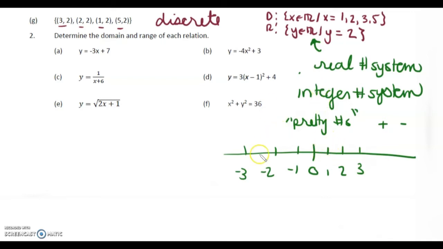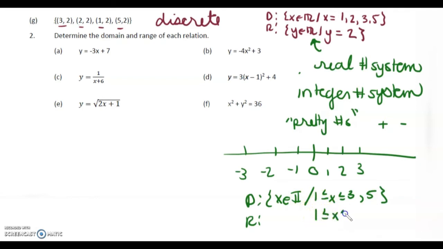So sometimes what students can do, if you choose to, is you can say that x is an element of the integers. So since we have 1, 2, 3, and 5, you could potentially say x is between 1 and 3, and then comma and 5. The other way that you could do it is you could say x is between 1 and 5, and x does not equal 4.